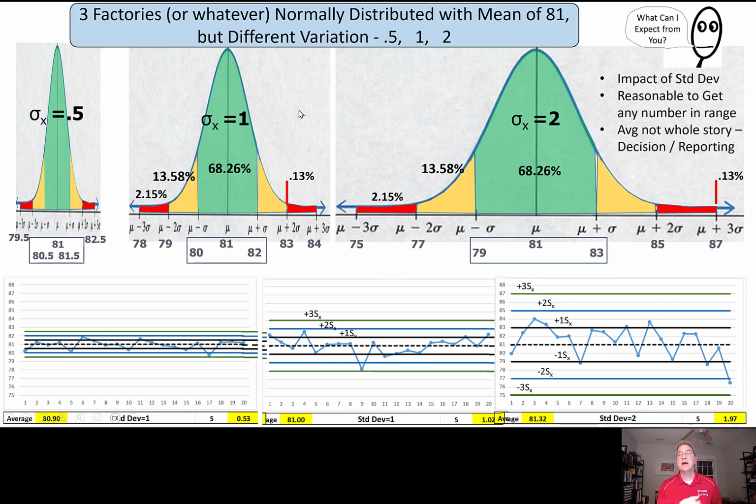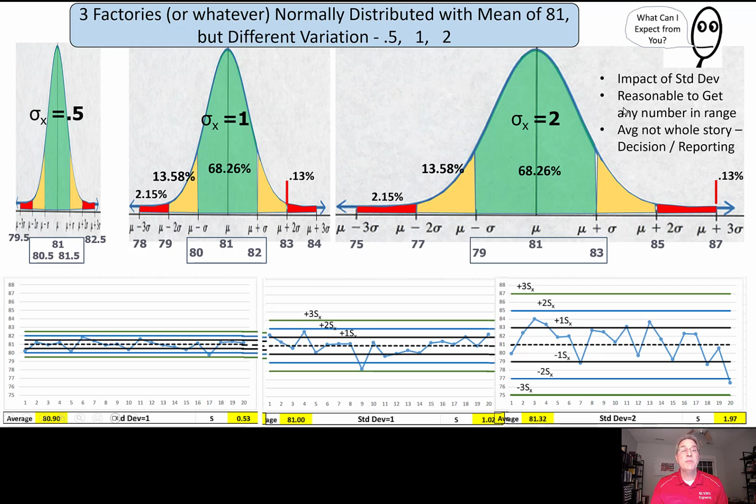And we pointed out a couple of things here. One, the impact of standard deviation. Variation is not our friend because the more variation, the wider the range is for me to say, what can I expect from you? Well, you could expect anything from 75 to 87. What can I expect from you? Well, it's going to be between 79.5 and 82.5.